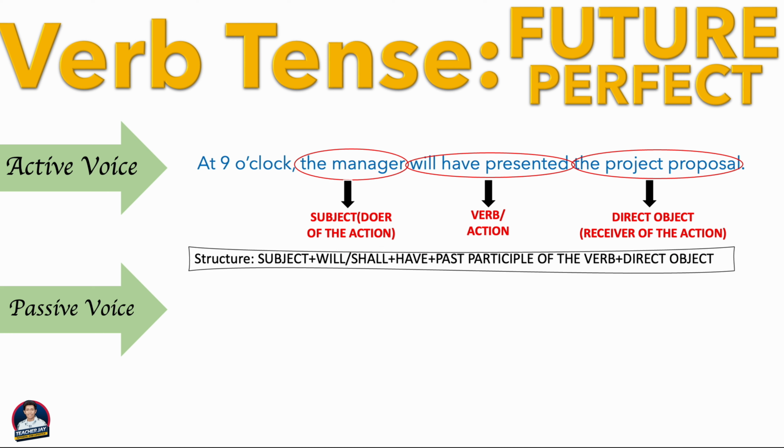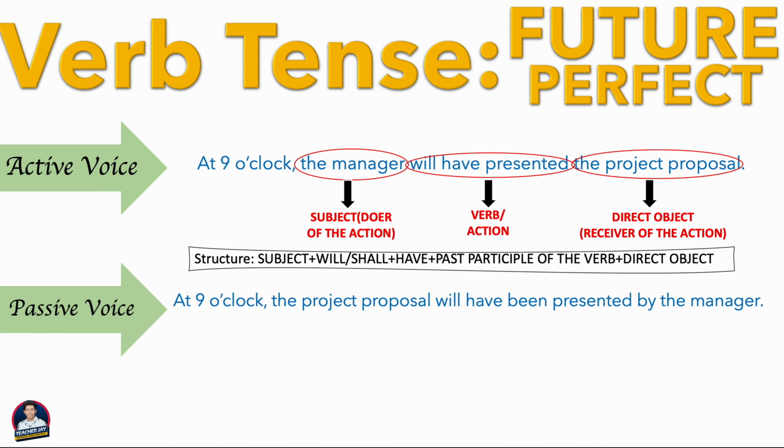This example uses the structure subject plus will or shall plus have plus the past participle form of the verb, which is presented, and the direct object, which is the project proposal. To change this into passive voice, again, the subject and the direct object will exchange their places. So this becomes, at 9 o'clock, the project proposal will have been presented by the manager.